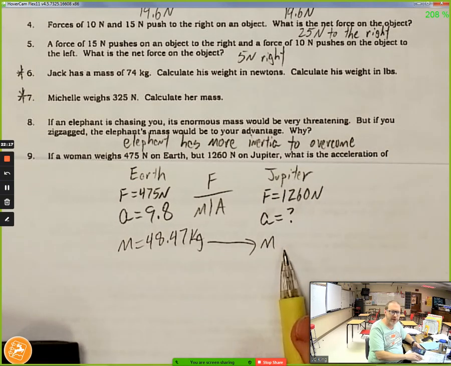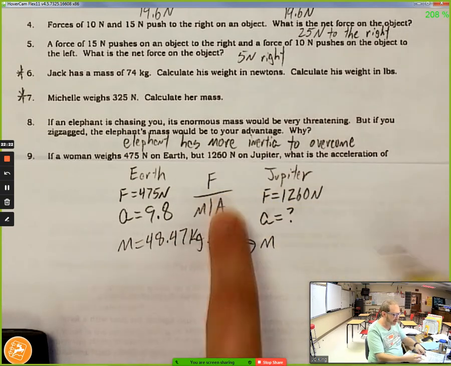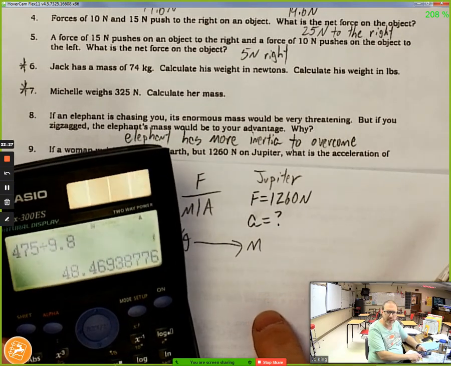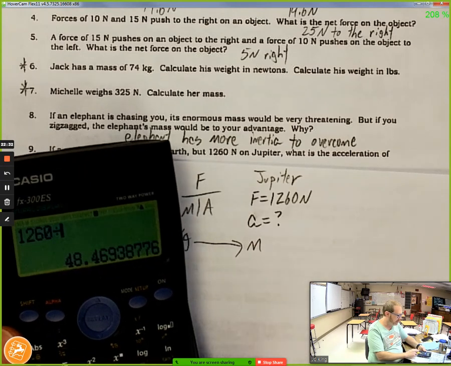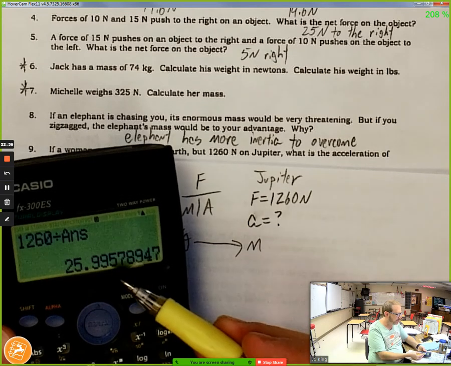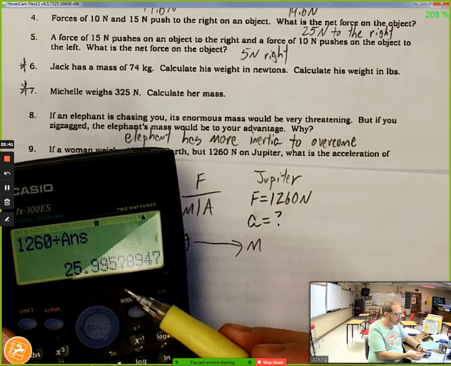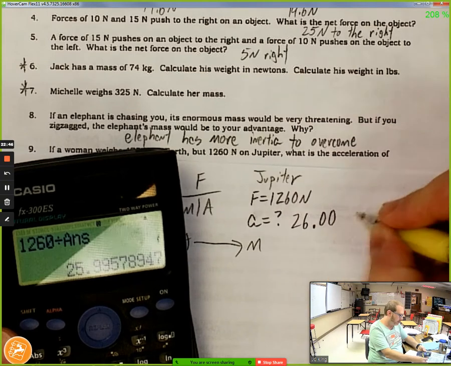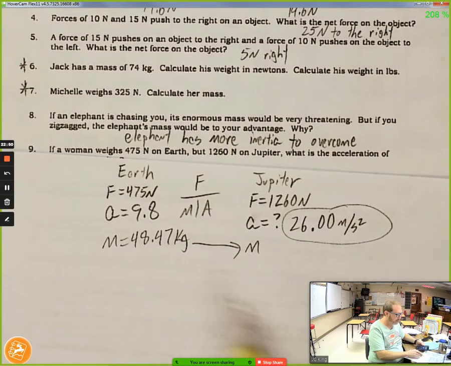So to find her acceleration on Jupiter, cover up the A, it's going to be force divided by mass. So this 1260 divided by the number I just got, so let me do that. 1260 divided by answer. Tells me that her acceleration is 25.995. So I could even say 26.00 meters per second squared.